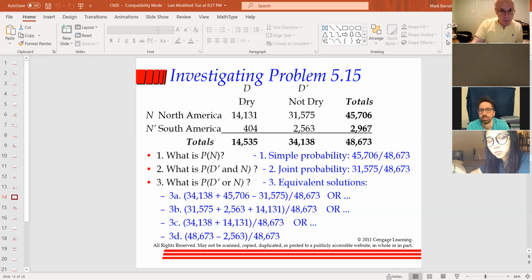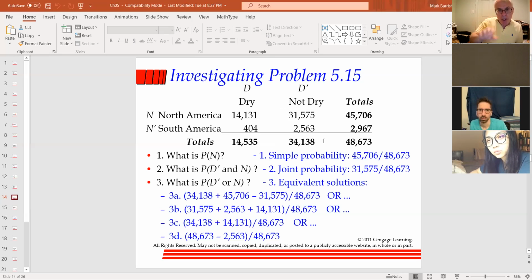If we selected a well at random and the well was not dry, what's the probability that it was in North America? Well, if we select a well that is not dry, then we're ignoring the dry ones and we're left with 34,138. That's our denominator. And out of those, the ones that were in North America were 31,575. So it's 31,575 divided by 34,138. Okay.